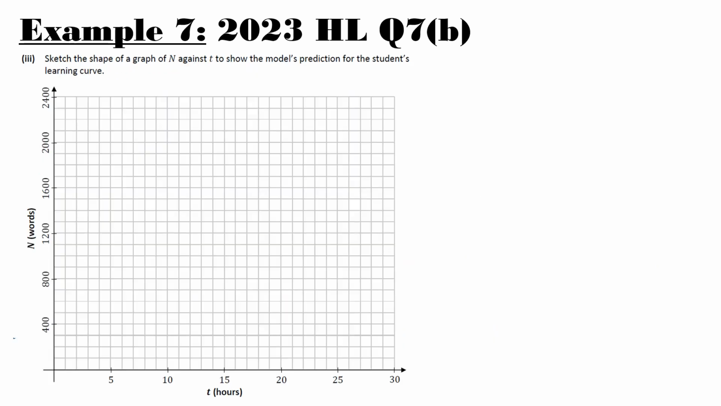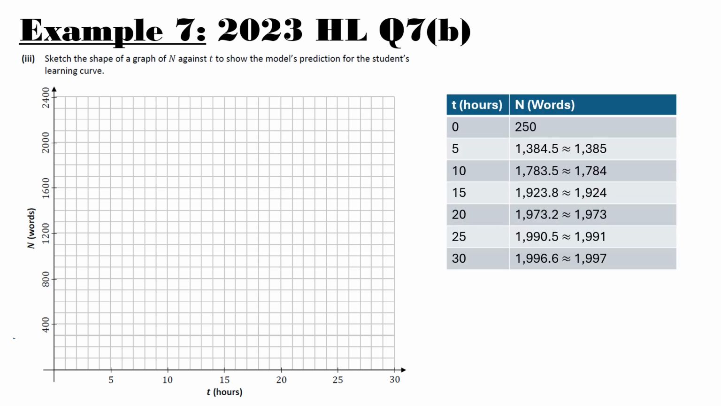So part 3 asks us to sketch the shape of a graph of N against t to show the model's prediction for the student's learning curve. There's a few different ways you can work that out. In your calculator, you can put in the formula and just change your t value from 0 to 5, 10, and so on. You can use the table function if you've a Casio, or the function on other calculators. So I'm going to create a table just so you can see the values.